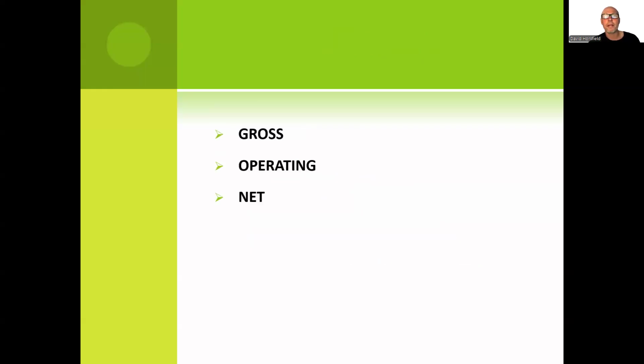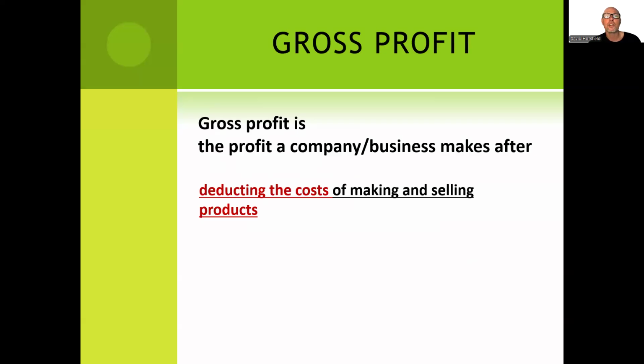Gross profit, operating profit, net profit. Or we could just simplify it and call it gross, operating, and net. Now, starting at gross profit.